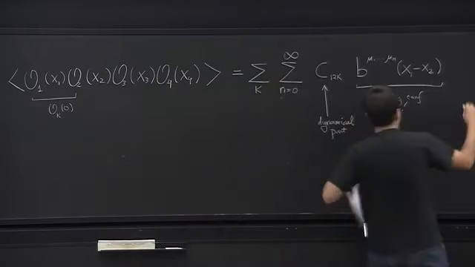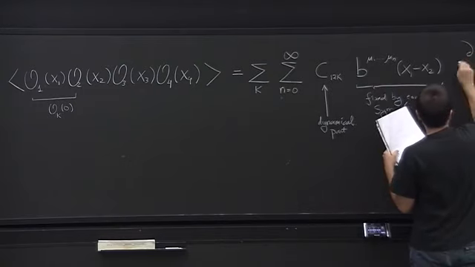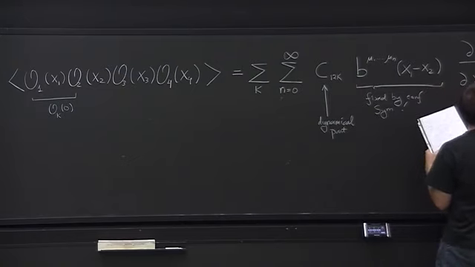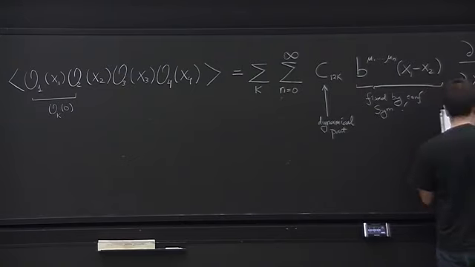And then what we have? And then we have derivatives of the correlation function of the operator. And what does this correlation function give? Well, it gives again some structure constant times some space dependence.